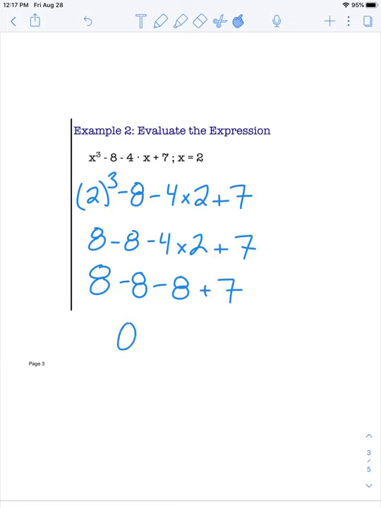8 minus 8 is 0. So now I have 0 minus 8 plus 7. 0 minus 8 is negative 8. Negative 8 plus 7 is negative 1. So my final answer to this expression is negative 1.